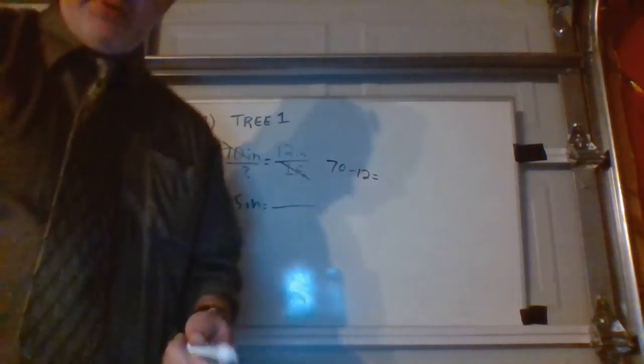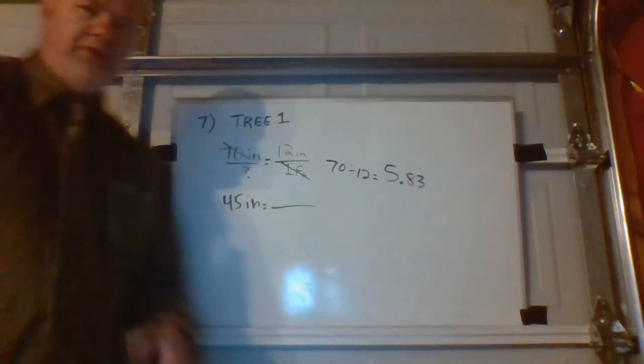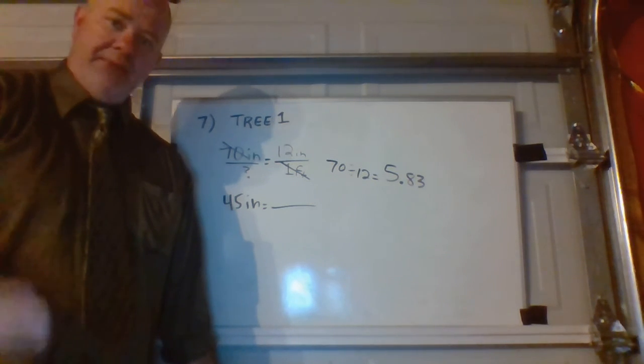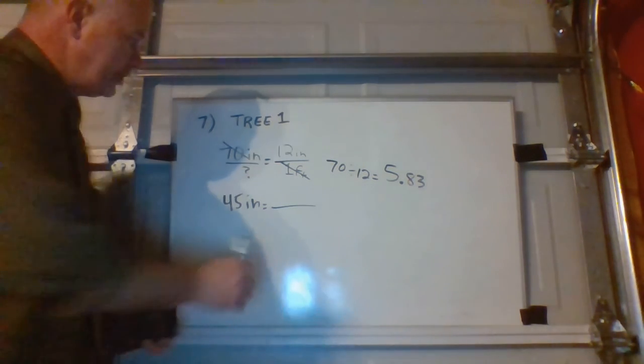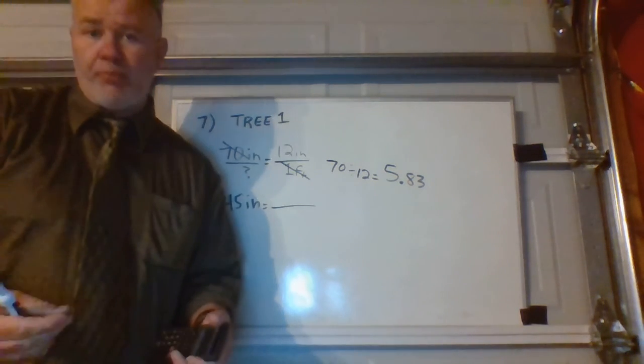We get 70 divided by 12. 70 divided by 12 gives us 5.83, and we're going to use the same process for the other number. We're going to take 45 inches, convert that into feet, and we're going to use a proportion.